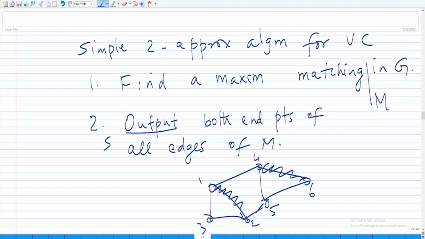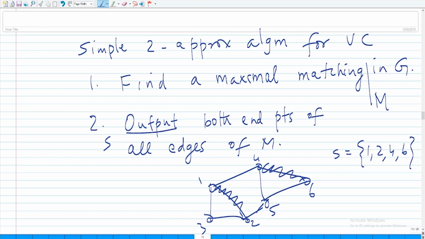So, now my output is both endpoints 1, 2, 4, 6. Okay, so what is it? It is actually a maximal matching, not necessarily maximum matching, but a maximal matching. Maximal matching, what is maximal matching? You can't add any more. This may not be of the maximum cardinality, but this matching cannot be extended. A maximum matching is clearly a maximal matching, but a maximal matching need not be a maximum matching.